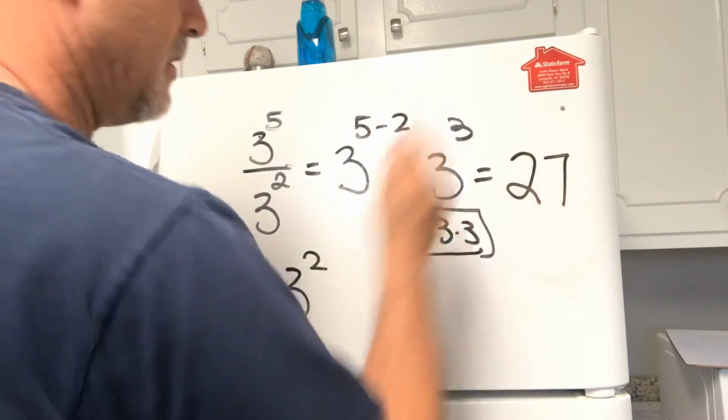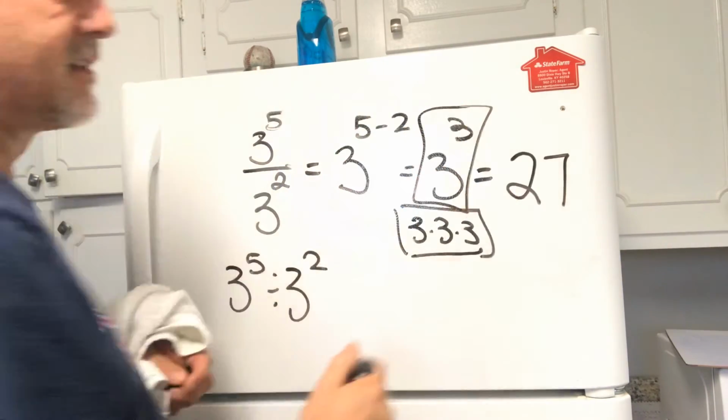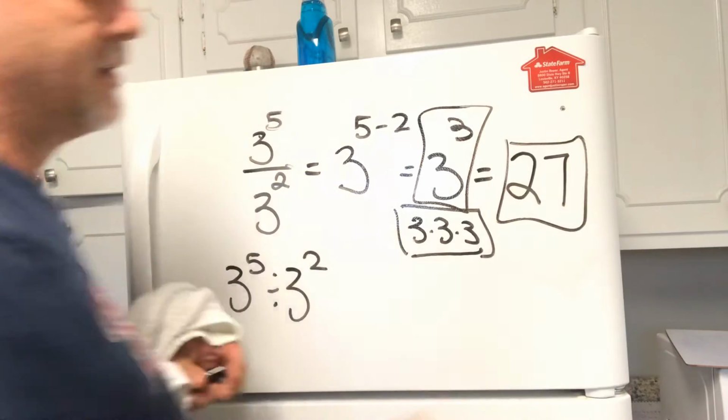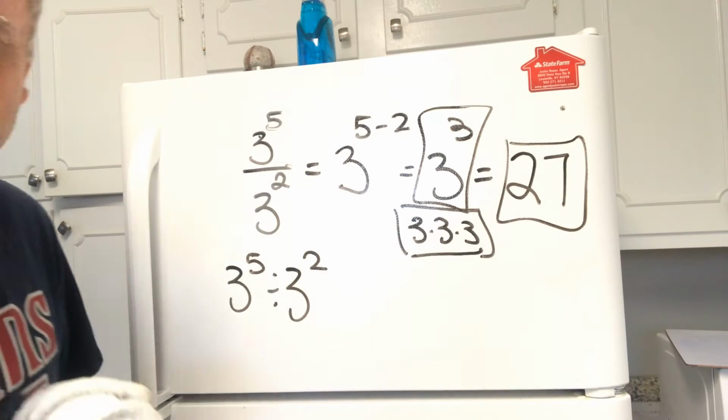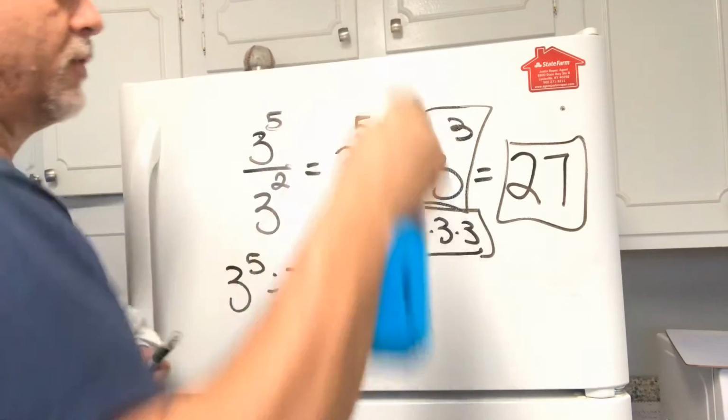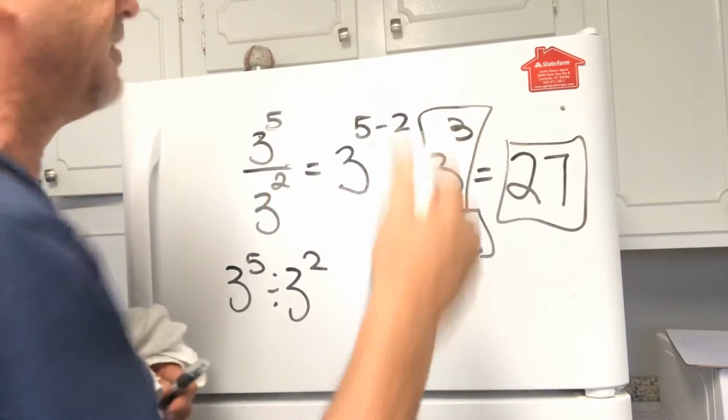Stopping here is simplifying. Going all the way out, that's evaluating. I told you that's the difference in the words, like if you were going to see it on a test.